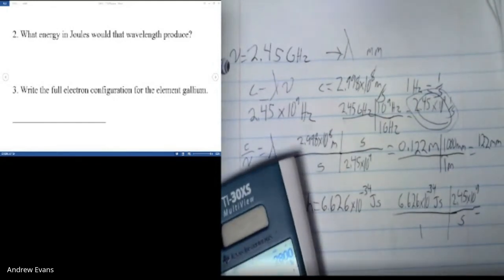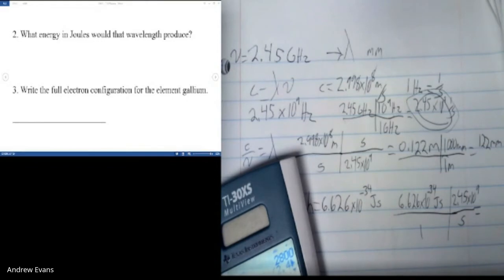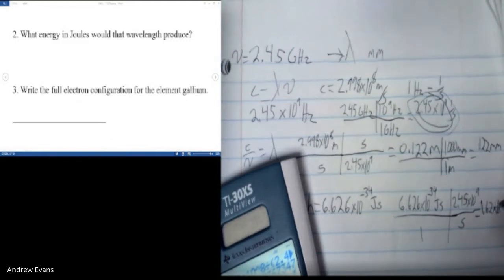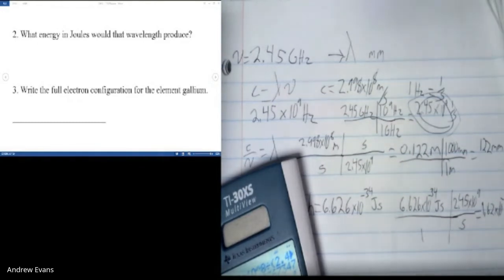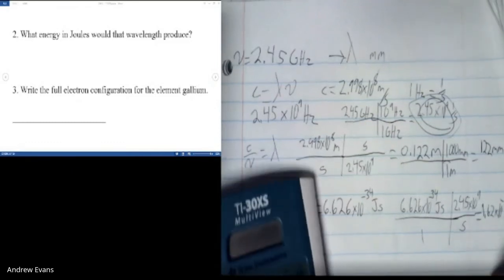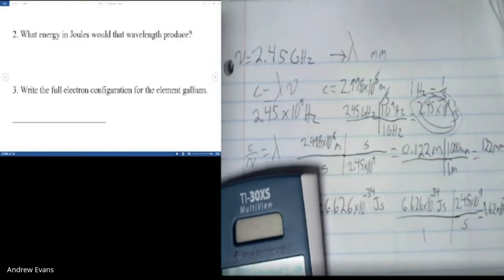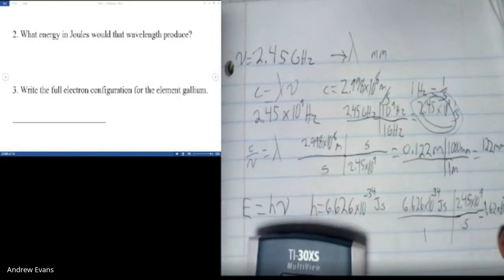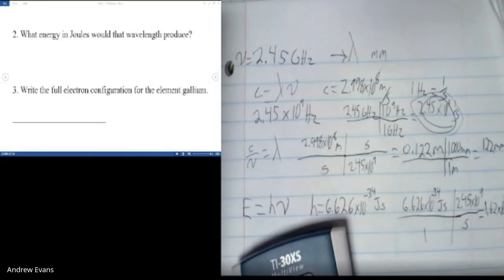6.626 times 10 to the negative 34th times 2.45 times 10 to the positive 9th. You should get a number that's really small. That is fine. The number you get is 1.62 times 10 to the negative 24th joules. So really small. But keep in mind, it's a microwave. Visible light is typically around 10 to the negative 19th. So a microwave, which is weaker than visible light, should be weaker than that. And that is indeed the case.